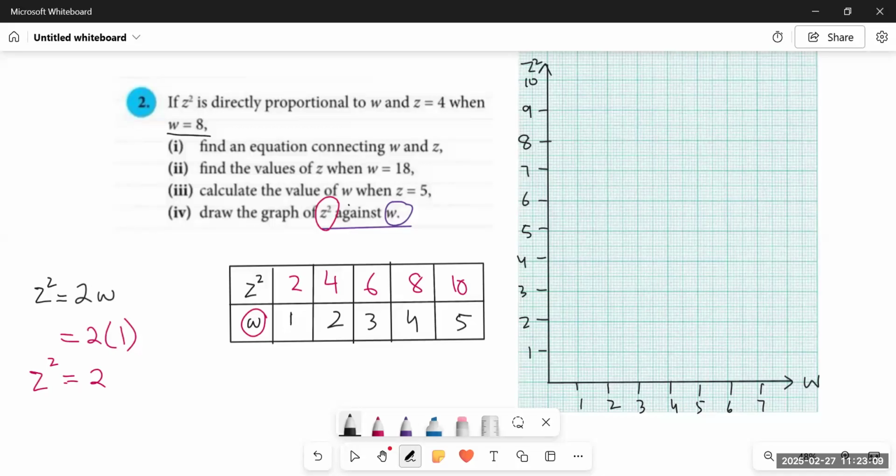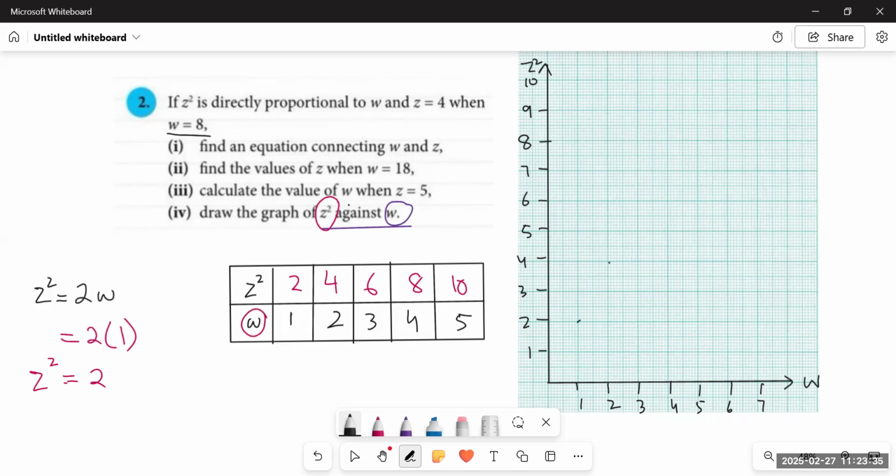Now we have to do the same in question number 2, where we have to draw a graph of z square against w. So I told you we will keep w on the x-axis and z square on the y-axis. The values of w are 1, 2, 3, 4, 5, and the values of z square are 2, 4, 6, 8, 10. So the first one, 1:2, will come over here. Then 2:4 would be plotted over here.